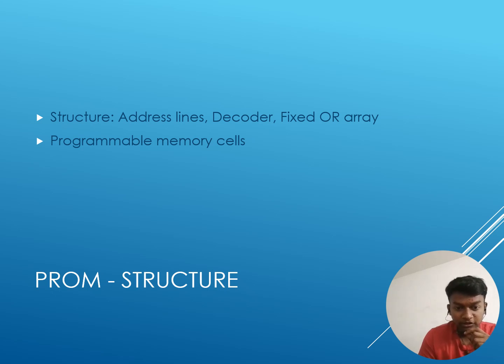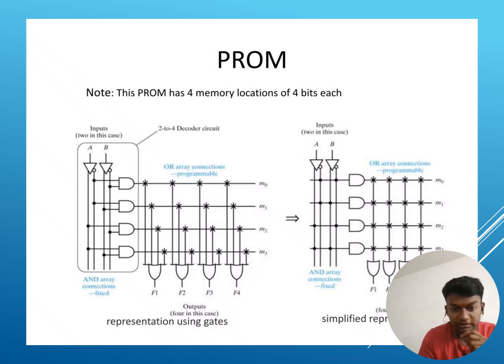So the structure of PROM is like this. We can clearly see that here the connections of the AND array are fixed, whereas the connections of the OR array are fused. The cross symbol means the connections are fused, whereas the complete solder dot means the connections are fixed. This is a complex diagram, and for simplicity, the diagram can be drawn like this.